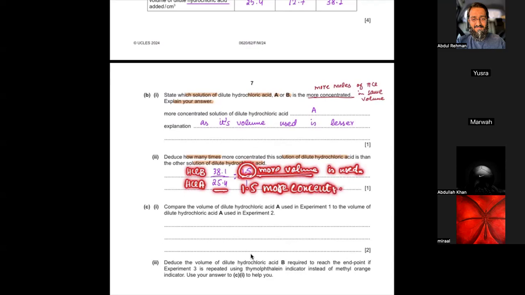Is this understandable? Yes, sir. If any one of you has any confusion in it, please ask. Sir, why won't we use 12.7? 12.7 is the same HClA with a different indicator, isn't it? Okay, okay. Got it. I hope it's clear to all of you.